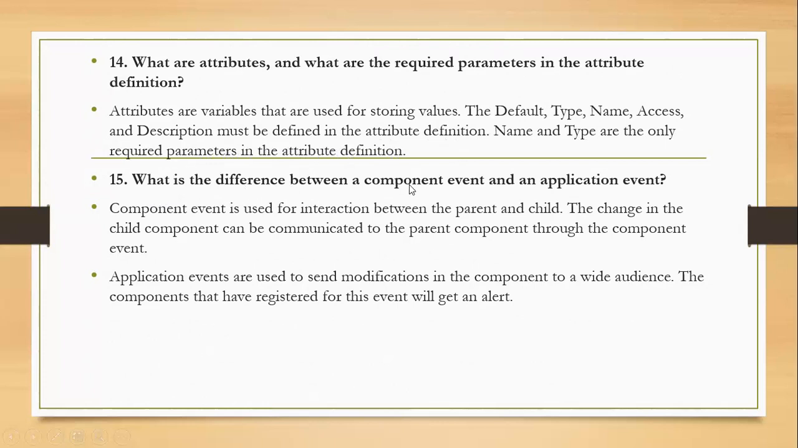What is the difference between the component event and the application event? Component event is used for interactions between the parent and child. A change in the child's component can be communicated to the parent component through the component event. Application event is used to send modifications in the components to a wide audience. The components that have registered for this event will get the alert.